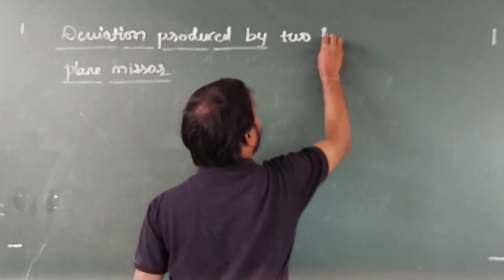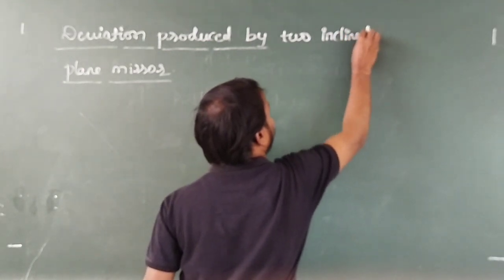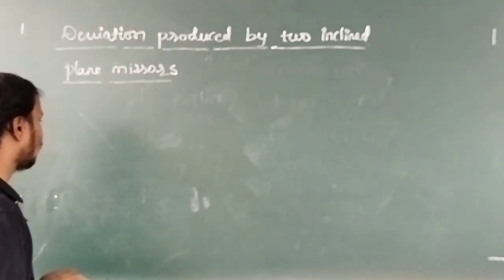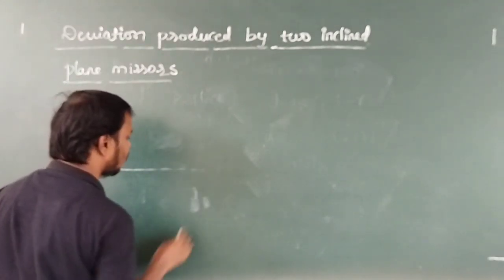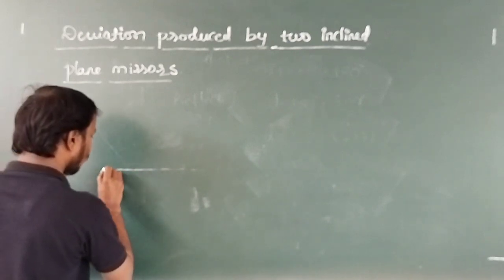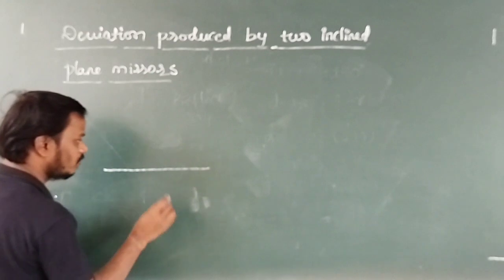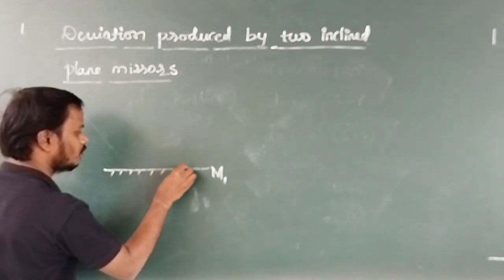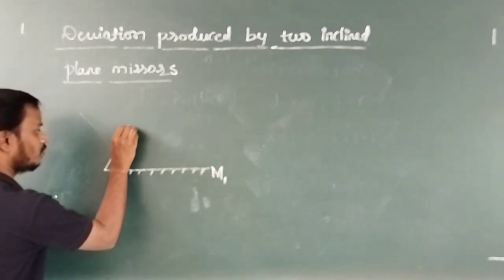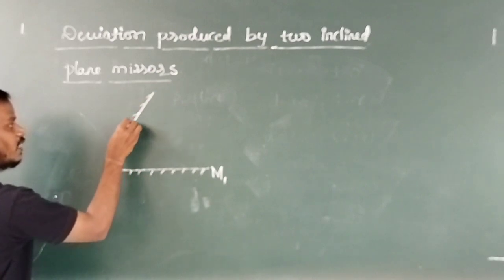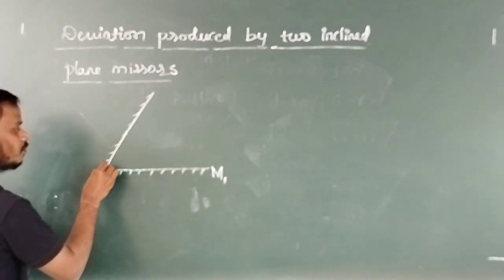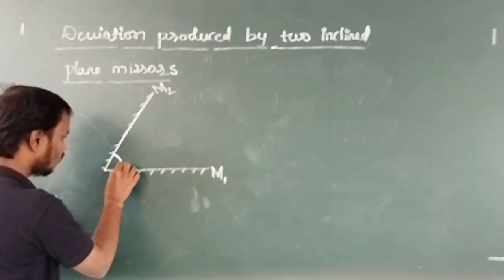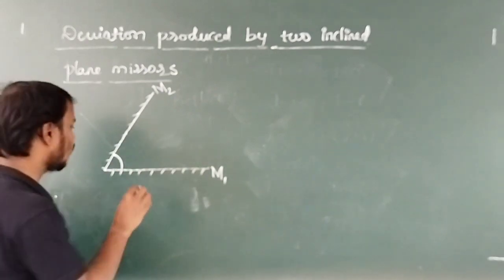Two inclined plane mirrors. So let us take, it is first mirror. This is first mirror. I will name this mirror as M1. Then it is polished surface, and this is second mirror, and I will name this second mirror as M2. Now both mirrors are inclined to each other with an angle theta.